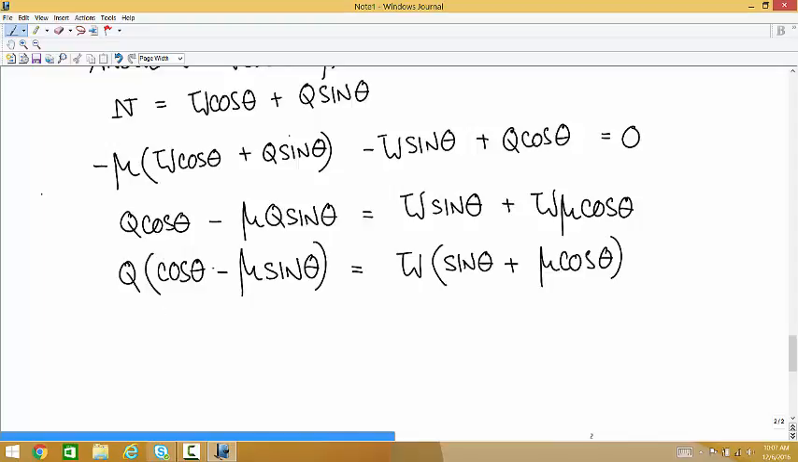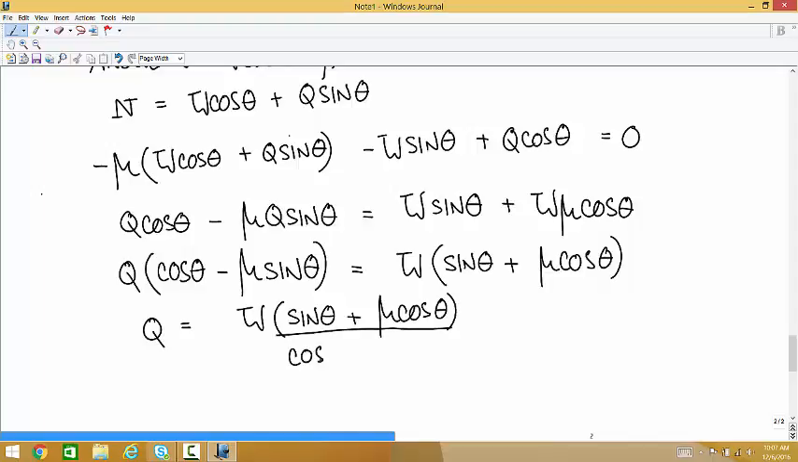And then divide both sides by the stuff in the parentheses, and you get that Q is equal to W times the quantity sine theta plus mu cosine theta, divided by the quantity cosine theta minus mu sine theta.